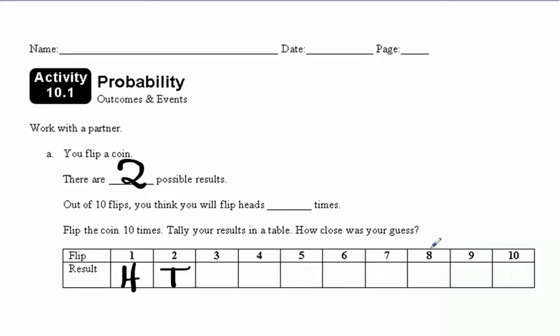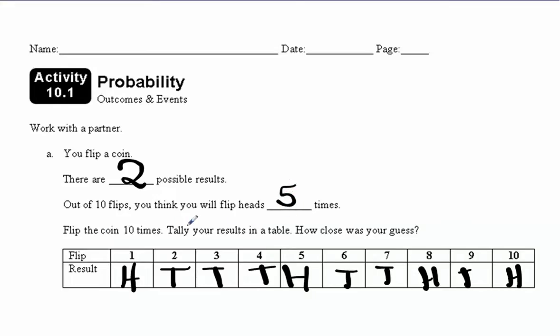Okay, so you flip the coin 10 times. So all of these should be filled out. I'm just going to fill it out based on what I did. Tails, tails, heads, tails, heads. All right, so my prediction was I was predicting about 5 times.